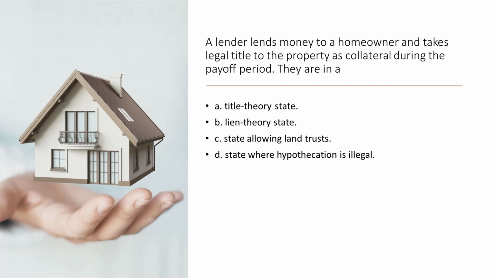Looking at our question, a lender lends money to a homeowner and takes legal title to the property. At closing, the homeowner gives up ownership of their home to the lender. We're describing a deed of trust. States that use deed of trust are called title theory states. Title theory states are non-judicial foreclosure states. For a bank to foreclose on this property, they do not have to go to court. Title theory states do not require court action for foreclosure, whereas lien theory states, states that use mortgages, do require court action to foreclose.